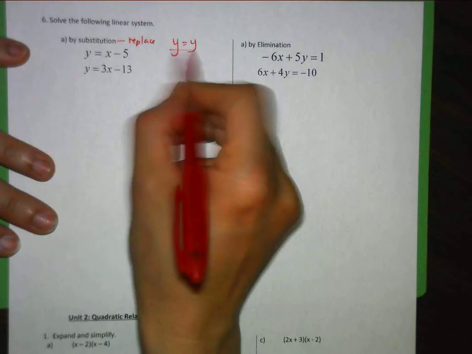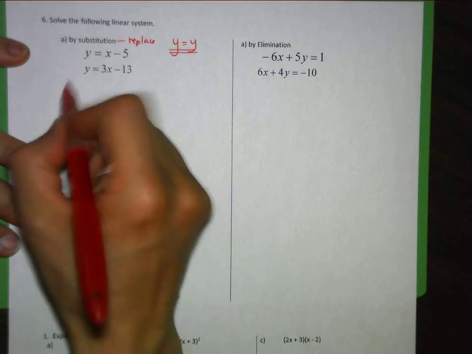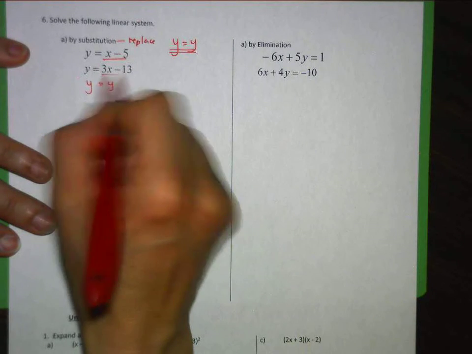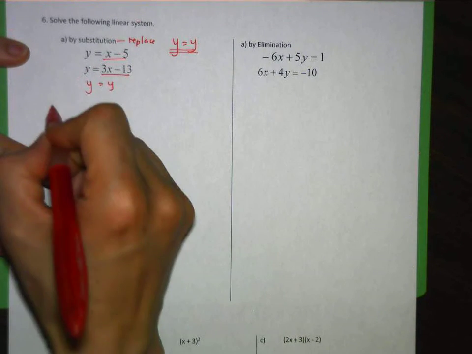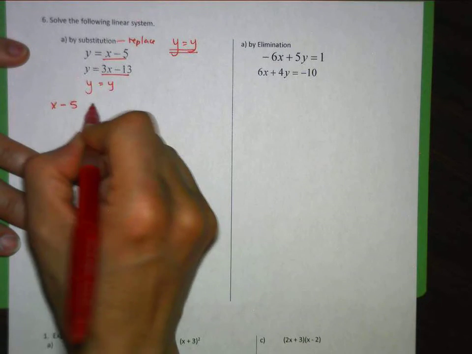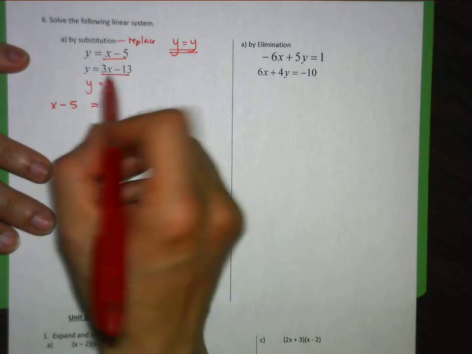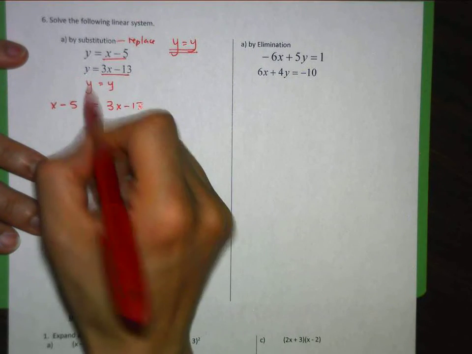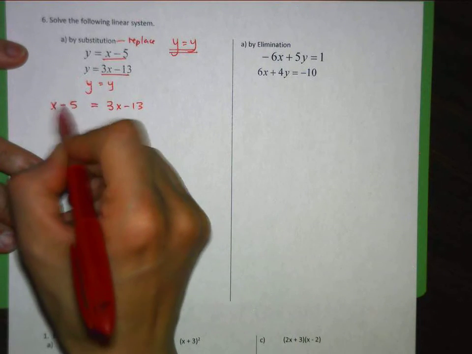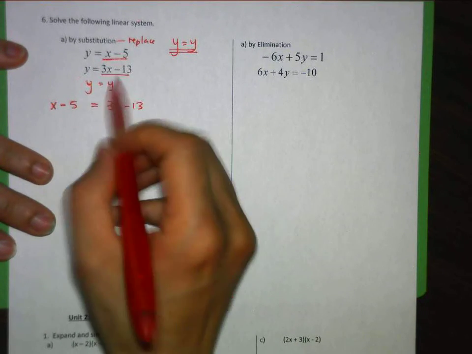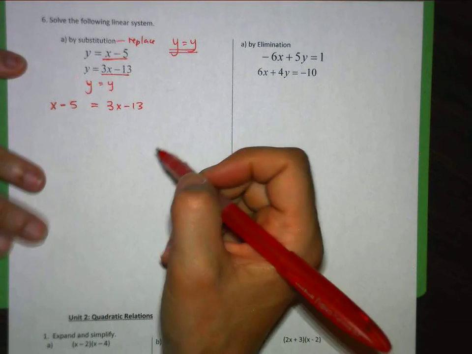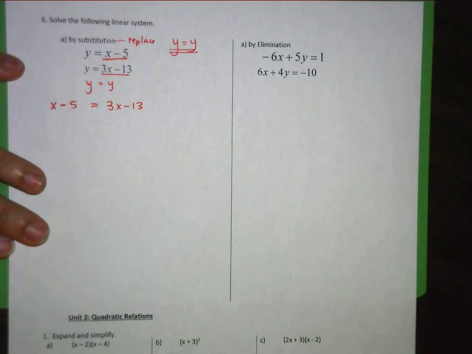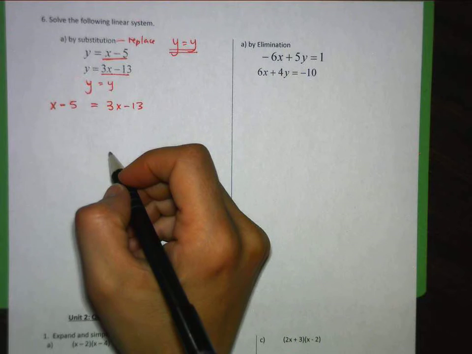So I'm going to start with this idea of y equal to y. I'll write it down again here. Instead of y, I'm going to write these two things. Instead of this first y, I'm going to write x minus 5, and then I'm going to put equals. My second y is this one, 3x minus 13. Now when I look at this expression, I have only x's. So what I need to do is go ahead and isolate or solve for x.